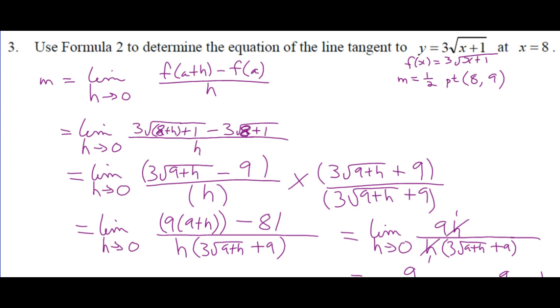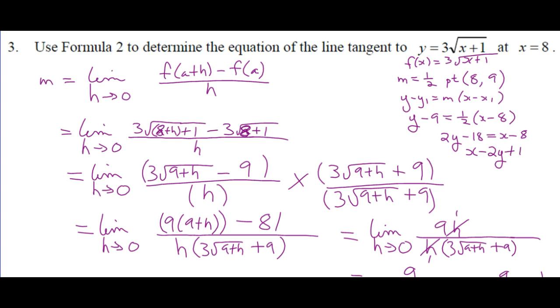Right, so what do we write? y minus y1 equals m times x minus x1. y minus 9 is 1/2 of x minus 8. 2y minus 18 is x minus 8. x minus 2y plus 10 is 0. Right? I think that's it.